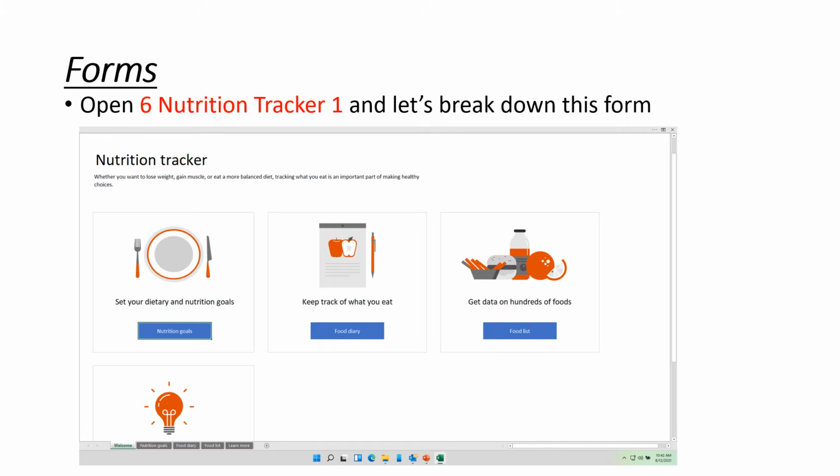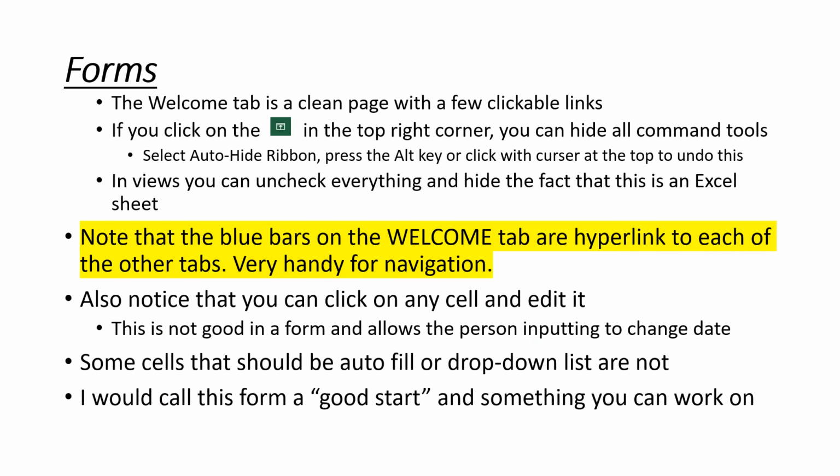Please open from your sample forms number 6, Nutrition Tracker 1. Let's break down this form into its different parts. Across the bottom, you'll notice 5 tabs or 5 sheets in this workbook. The Welcome tab is a clean page with a few clickable links.